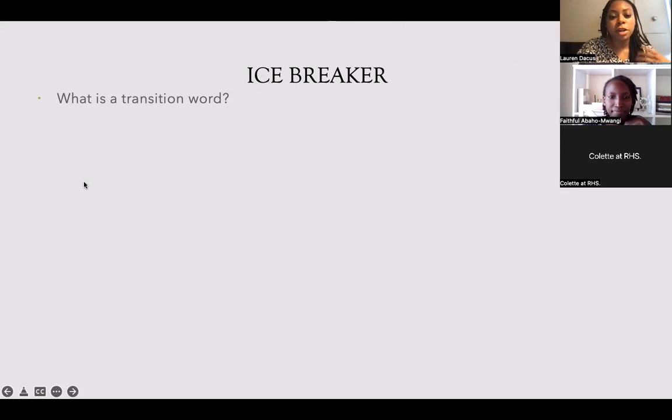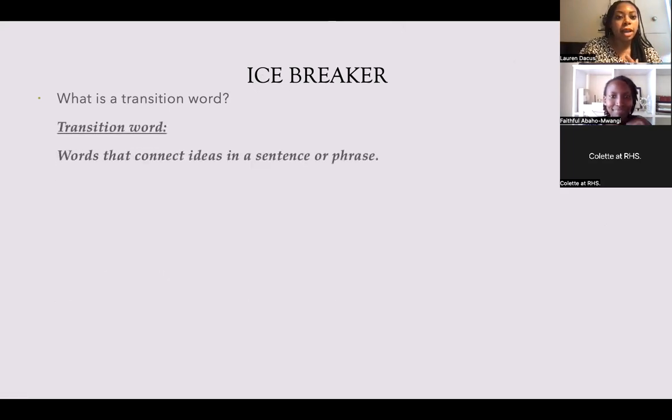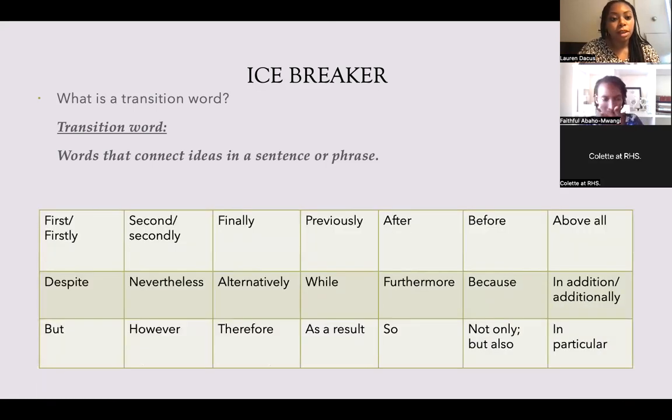And so what is a transition word? A transition word is a word that connects ideas in a sentence or phrase. We need transition words to help us connect these words in our sentences and phrases, and allow us to expand the points that we're making. Some examples of transition words, I'll read them aloud for us.